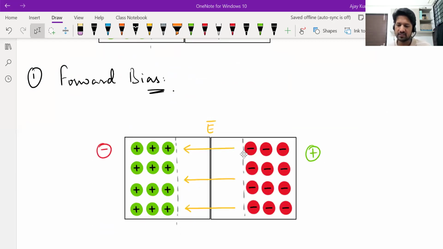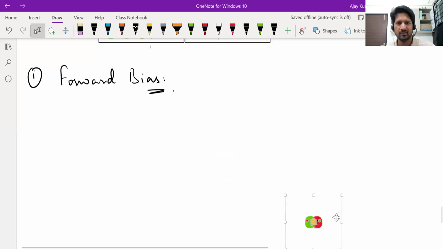Okay, Pratin is asking if there is an increase in drift, then will there be actual current through the diode? Just wait for 10 minutes. We will discuss that, reverse current and all.